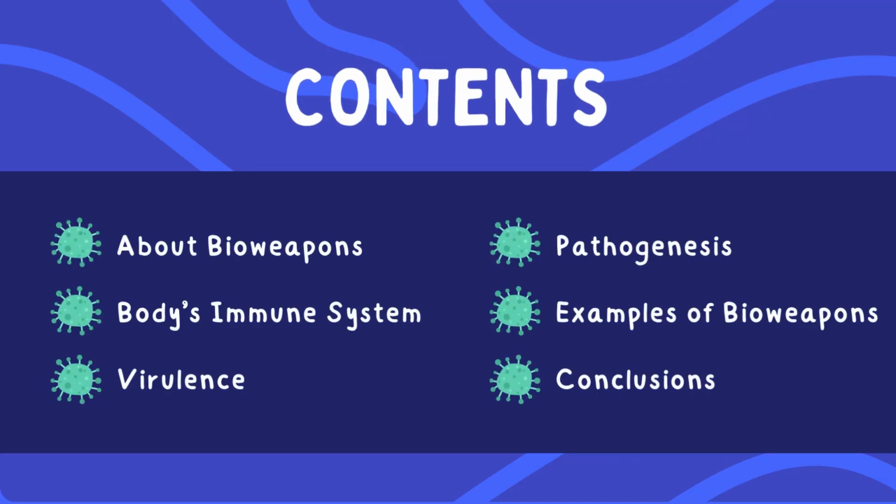So, in this presentation, I'm going to talk a little bit about what bioweapons can be. And then I'm going to talk about the body's immune system because of the defenses that we have and how those defenses can be hindered by pathogens. Then I'm going to be talking about virulence, and we'll get more into what that is and how that can help pathogens. Then we're going to talk about pathogenesis and examples of bioweapons.